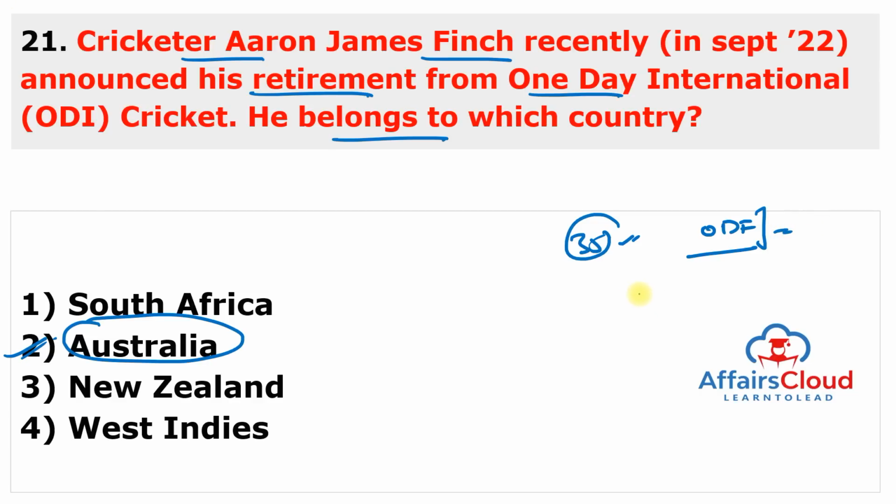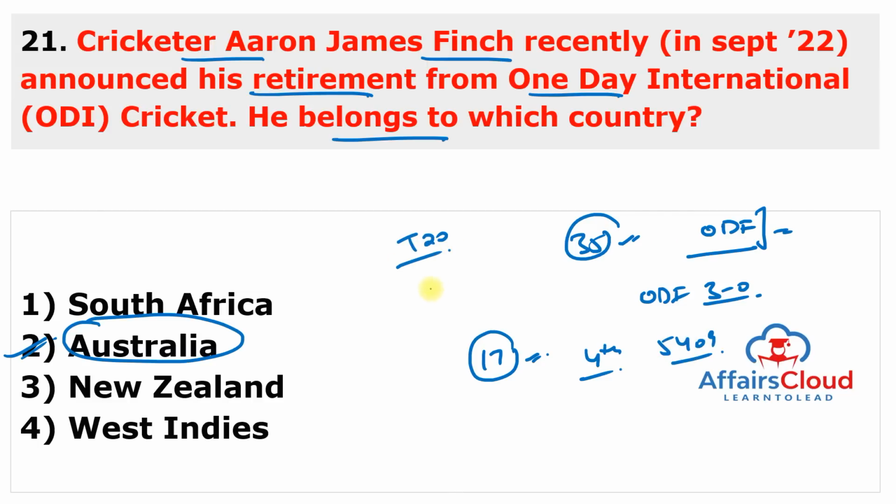And the retirement comes straight after whitewashing the New Zealand cricket team in ODI by 3-0. And he has a record of 17 centuries in ODI cricket for Australia men, which puts him in 4th place just behind Ricky Ponting, David Warner, Mark Waugh, with a total of 5409 runs. And he will lead the team in the T20 World Cup, which will be held in 2022 in Australia. So this is very important.